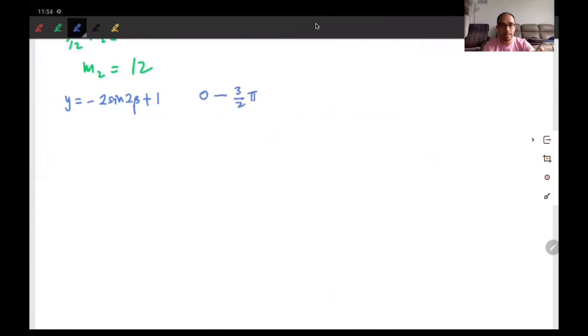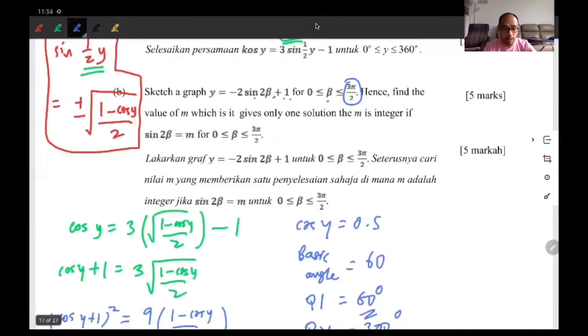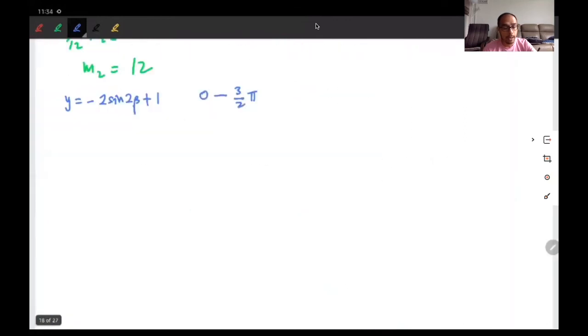We know that negative means reflecting the original graph. The original sine is this, this is sine beta. So sine 2 beta will be 1, 2.